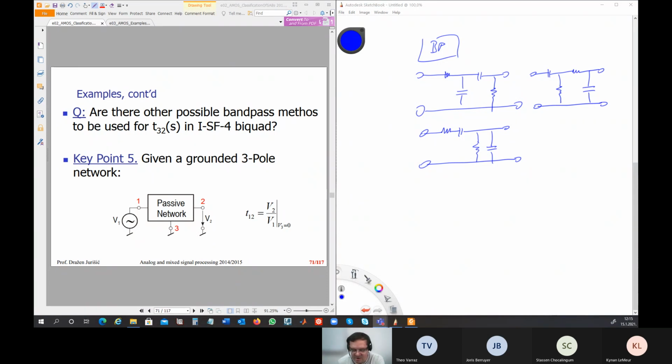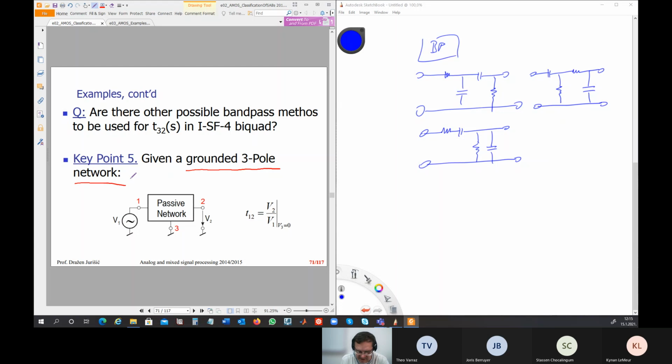Hello. Now we continue where we stopped before the pause. So we continue with one passive network, which is called the grounded free pole network. This is the grounded free pole network.